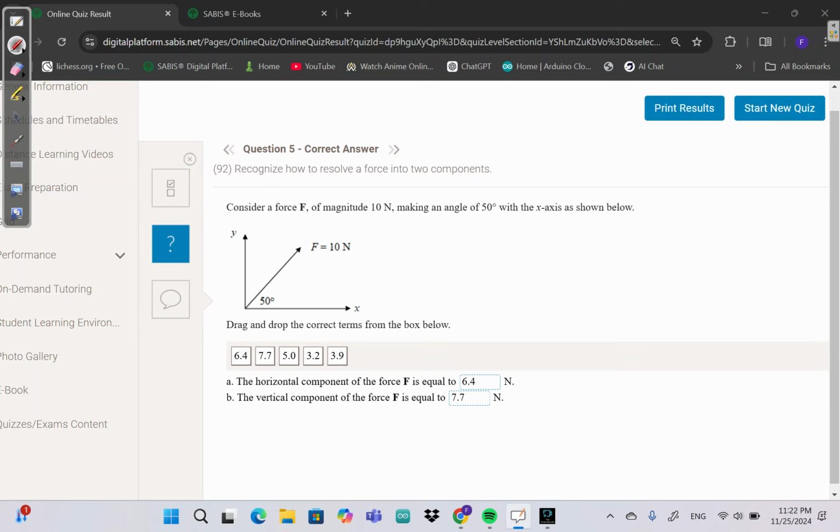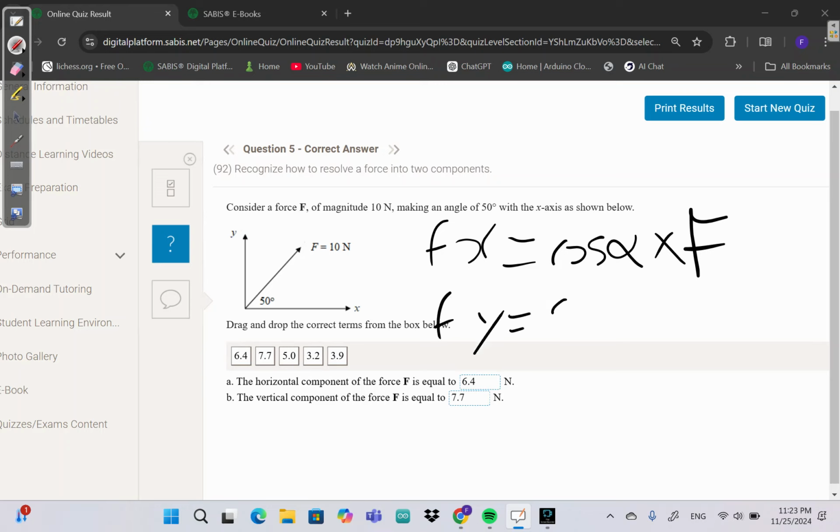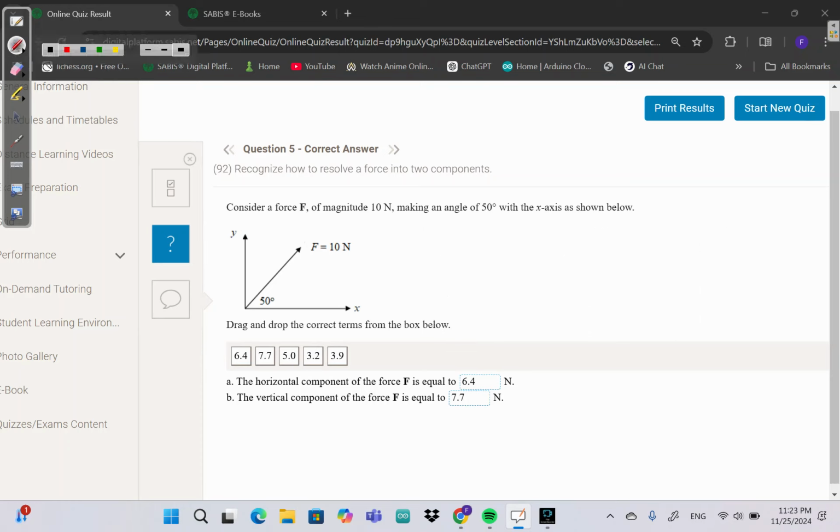Okay, so here for the rest of the solving questions, you really only need two rules, which are that the x component of the force is equal to the cosine of the angle times the force, and that the y component is equal to sine of the angle times the force. Okay, this is what we're going to be mostly using for the rest of the quiz. So let's start for this question now.